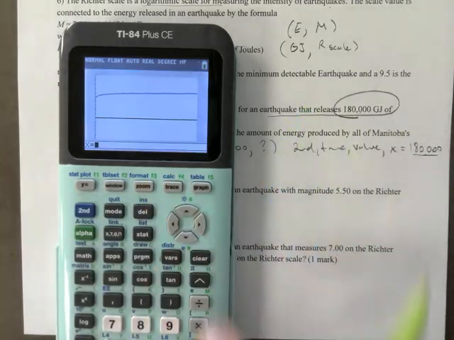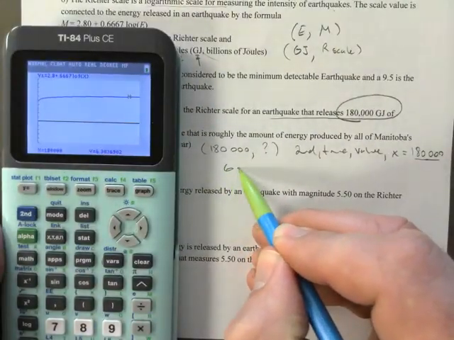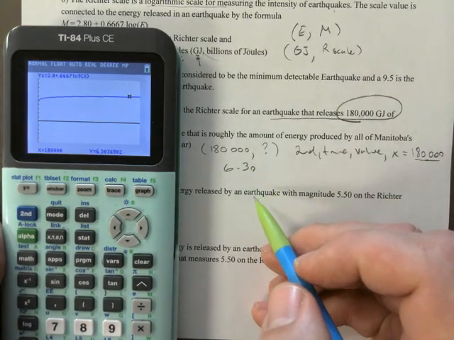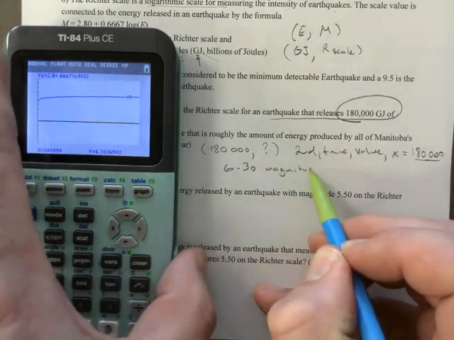So second trace, 180,000, and there it is. 6.30 is the Richter scale right there, magnitude. Okay.